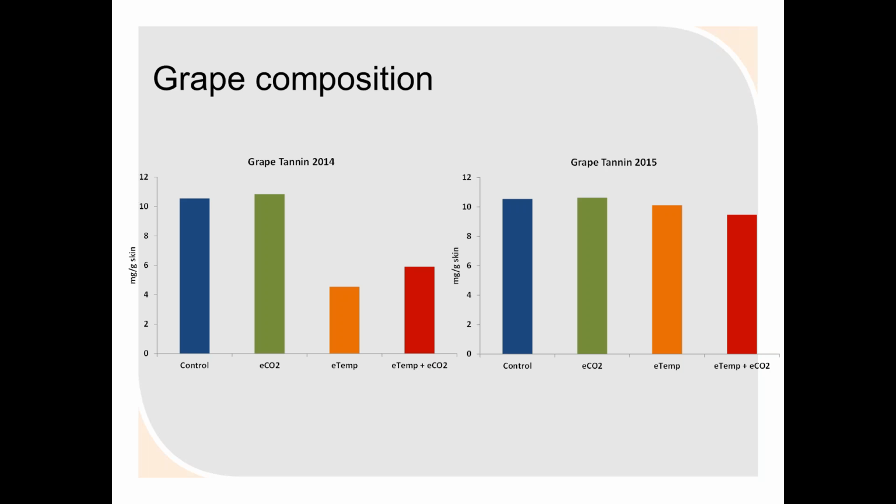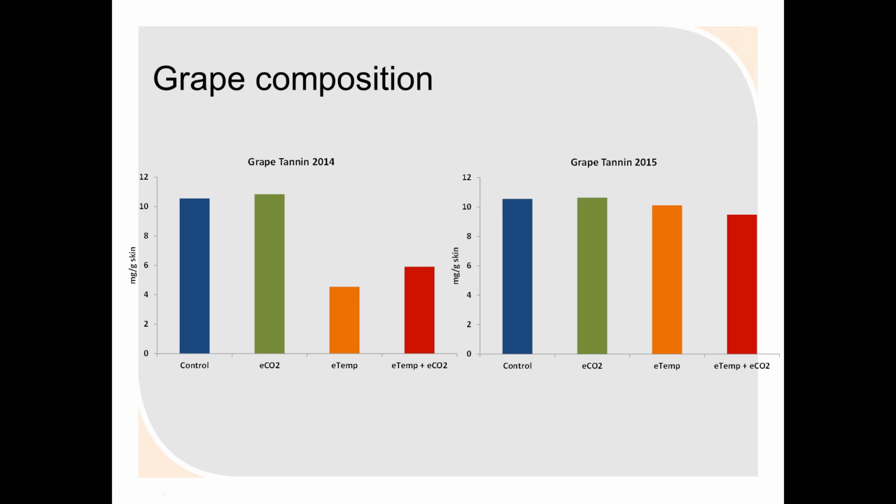So for our grape composition, we've been looking at grape composition for both seasons. What we found in the first season is that heat was the main effect. In 2014, the grape tannin in our berries was decreased under our elevated temperature treatments. But in the second season, we found that there wasn't a significant difference between any treatments.